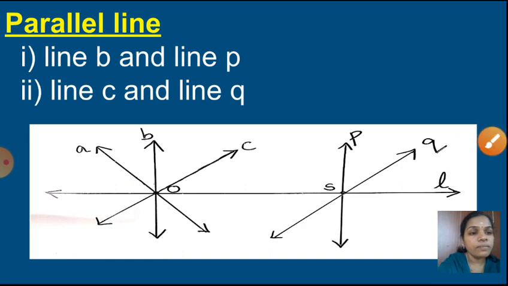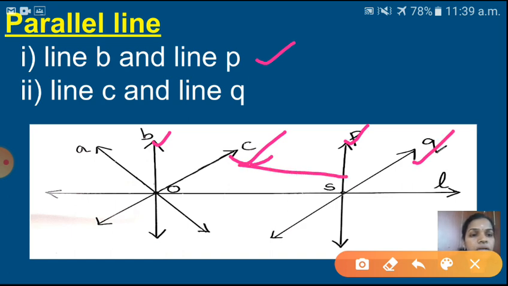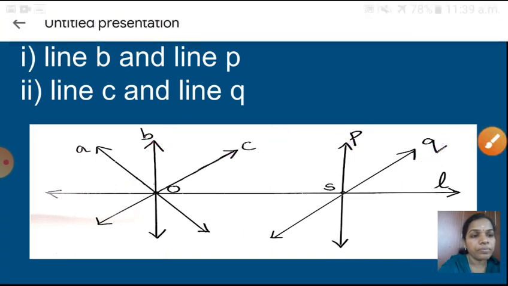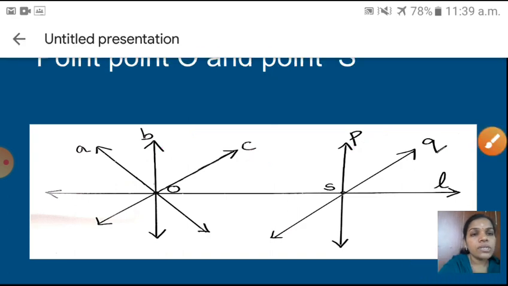So here children, see, you have to observe line B and line P. Is it parallel? Yes. So first set is what? Line B and line P. And can you see the next set of parallel lines? Yes, line C and line Q. These both are parallel. The distance you have to observe here, the distance always remains the same. Okay. So here the parallel lines are line B and line P, line C and line Q. These two sets are parallel lines. Okay.